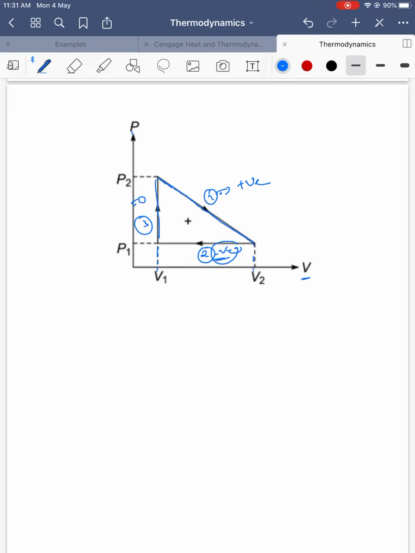The area under the curve is nothing but half into breadth into height. So V2 minus V1 into P2 minus P1 is the work done. Is this the positive work or negative work? Which one is leading? Positive work, because there is more area under the curve for positive work.